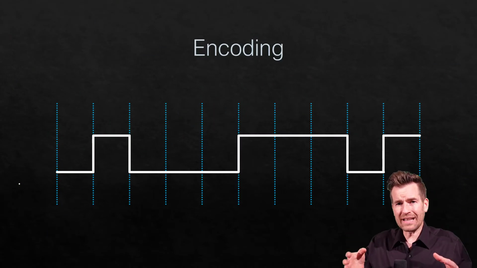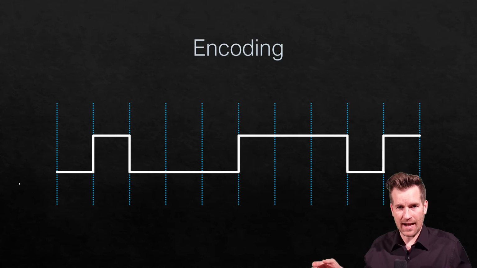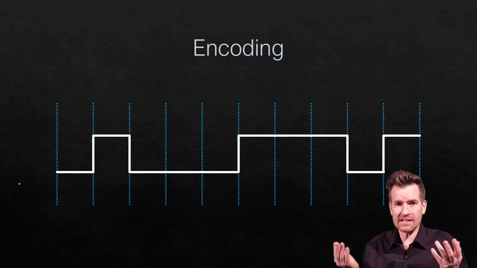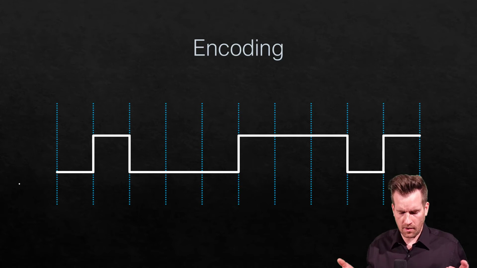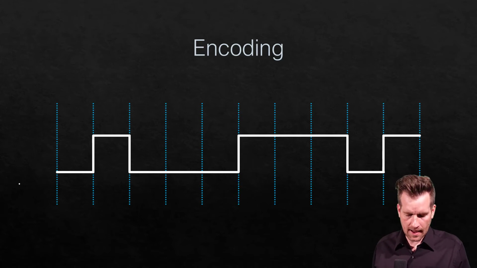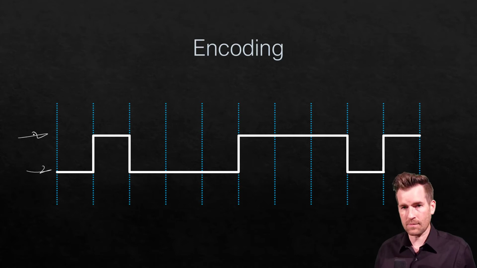So encoding is lining up the bits that are going to be interpreted on the other side. Obviously, both devices need to know what order those bits are going to be in so they can determine what data is within those bits. Let me give you an example here. Here I've got a graph. When the graph is low, that represents a 0. When it's high, it represents a 1.